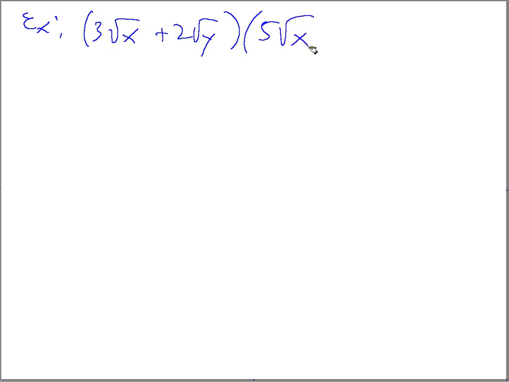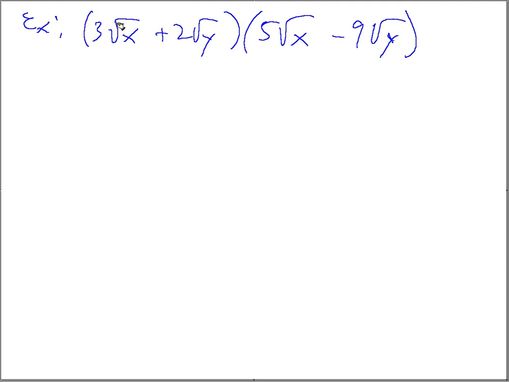Let's try this one. So let's look at 3 square root of x plus 2 square root of y times 5 square root of x minus 9 square root of y. Okay, so we've seen something like that in the past. That's a y right there. All right. Think of the FOIL method, right? Think of distributive property, right? Draw 2 arrows on top, 2 arrows on the bottom to distribute, and then finish off the problem by combining like terms and what have you, right?